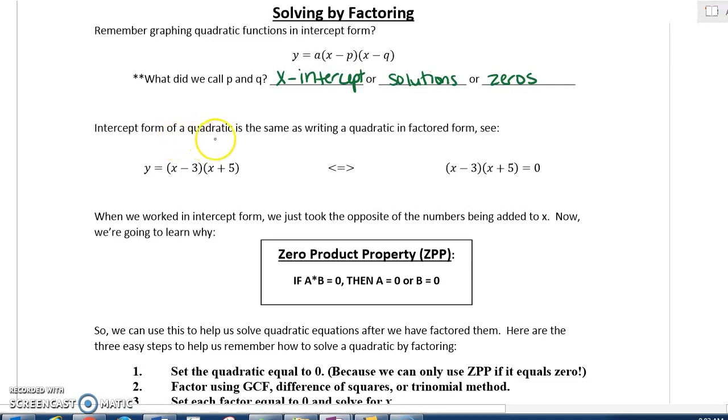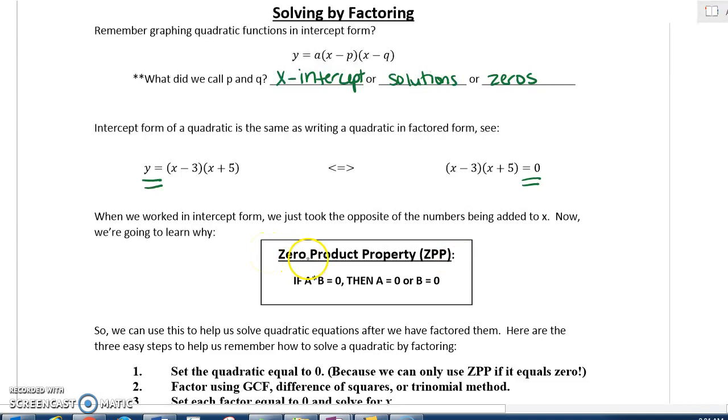All right, so intercept form of a quadratic is the same as writing a quadratic in factored form. Look at it. This right here is intercept form, and this right here is the factored form. It's the same. The only difference is here you have y equals, and on this side you have equals 0. Now, when we work in intercept form, we just took the opposite of the numbers being added to x. Now we're going to learn why.